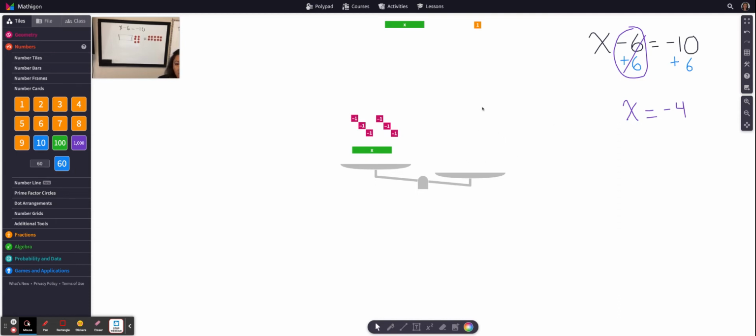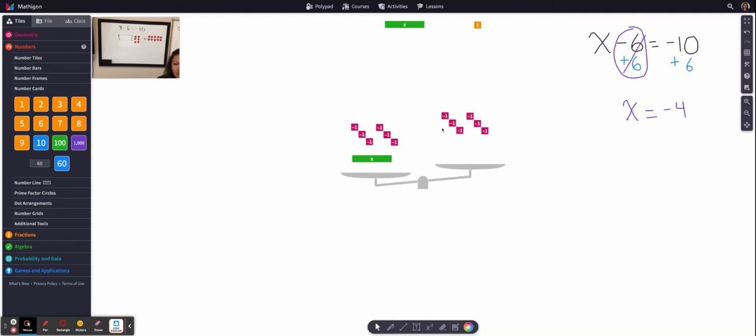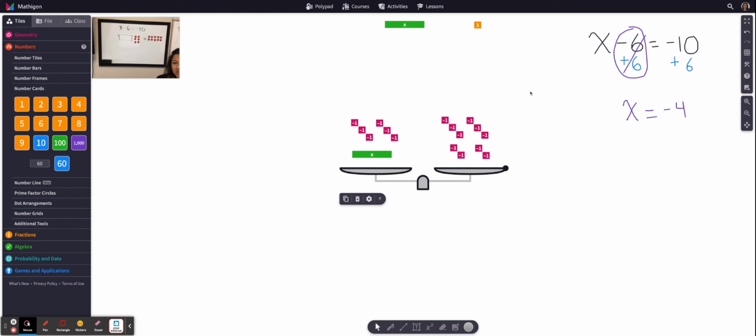On the right side, I have negative 10, so I'm going to copy these. And then I'm going to add 4 more. That means I have negative 10. And then I'm going to tell my scale that that's what the equation represents, and therefore it should be balanced, right? That's what we were given. So x minus 6, or 6 negatives, is equal to negative 10. And what I'm trying to figure out is, what is x equal to?